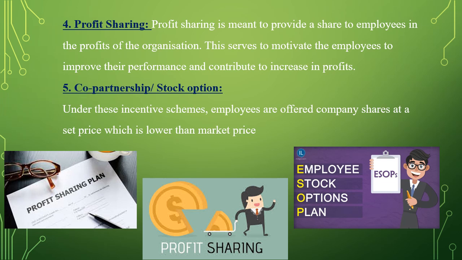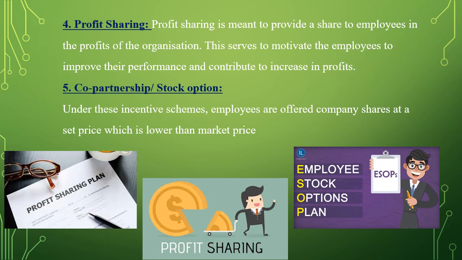Now the fifth one is co-partnership and stock option. All of you know, I have already taught you, stock option refers to shares. Okay, now there's an example that I want to tell you. I have already taught you this, but still let me recap it for you. Now IBM, when it completed 100 years of its service in the entire country or in the entire universe, what did it do for its employees?